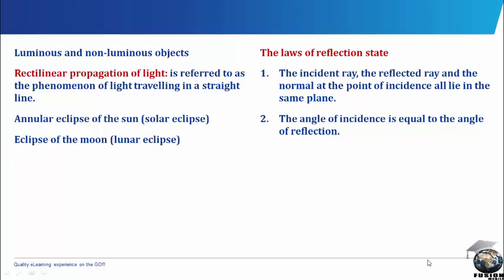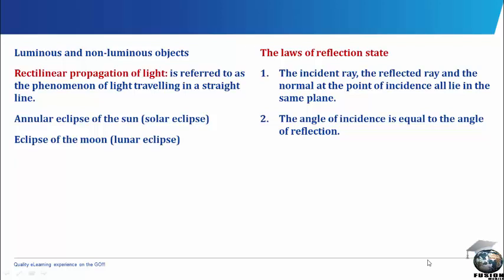And in eclipse, we have about two basic types of eclipse. We have the solar eclipse and we have the lunar eclipse. Annular eclipse is quite somehow different. With a well-drawn diagram after this topic, I will relate to you what annular eclipse is like.